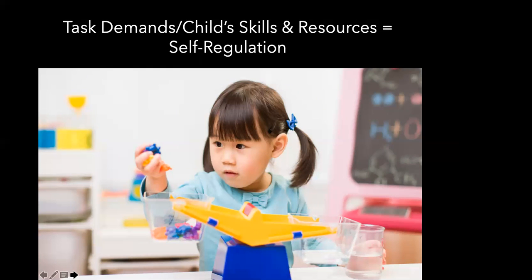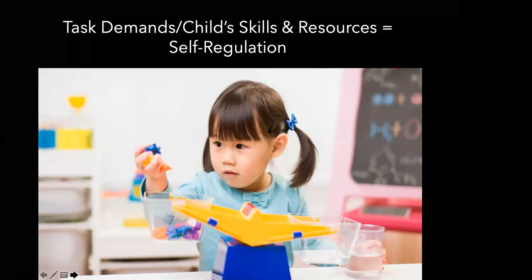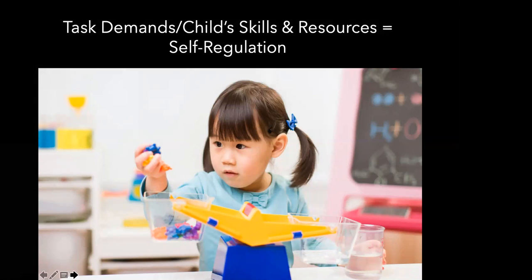And unlike a regular skill where we start and we slowly move up the ladder, self-regulation is an equation. When we take the task demands and divide them over the child's skills and resources, that's where we get our equation for self-regulation. So when we're thinking about the demands that are placed on the child, we need to compare it to their skills and their resources to meet these demands. If they don't have the developmental skills or the resources available, they won't be able to meet these task demands, and their self-regulation is going to look like it's not age appropriate.